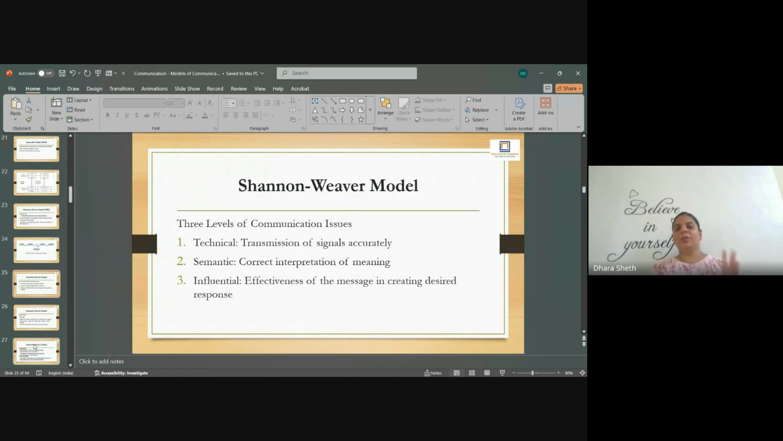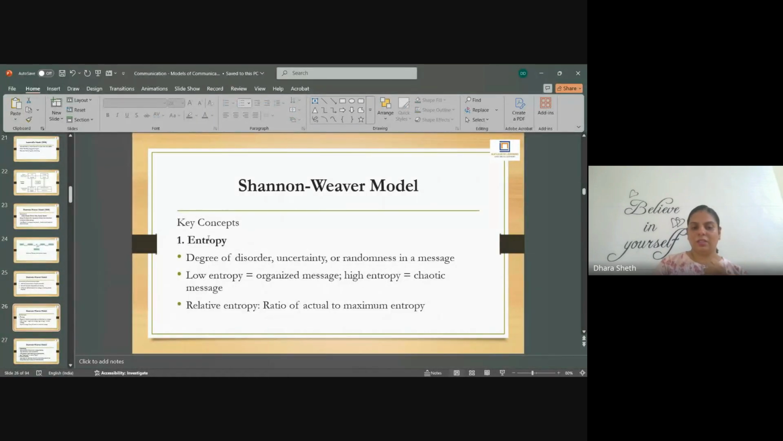3 levels of communication issues. First is technical: transmission of signals happens or does not happen accurately. Semantic: correct interpretation of the words that were said. If I say something but you understand something different, that's called semantic noise or a semantic barrier. Influential: whether the message could achieve the effect that it wanted to create. Did it achieve the desired response? These are the three communication issues as described in the Shannon-Weaver model.